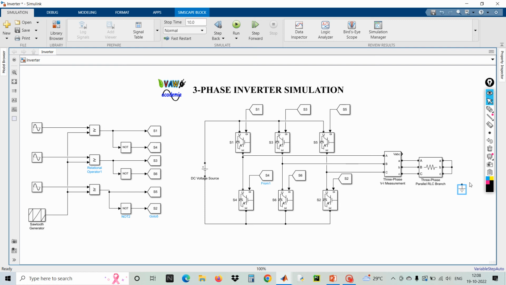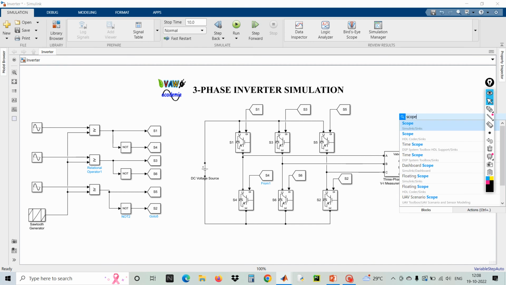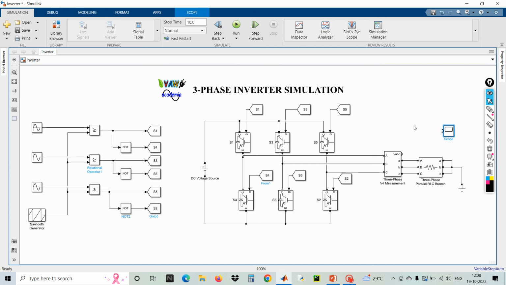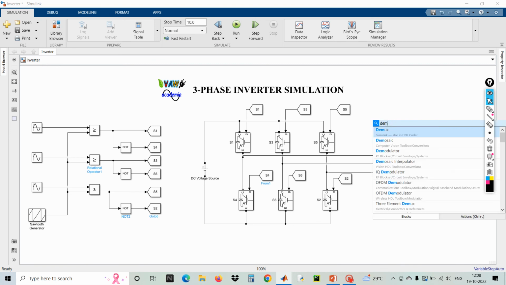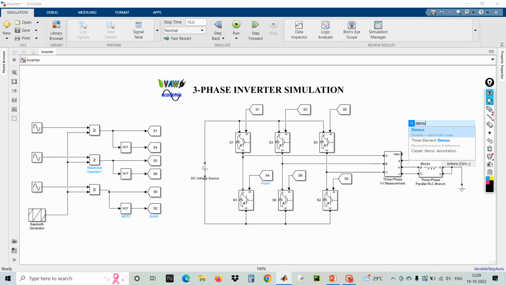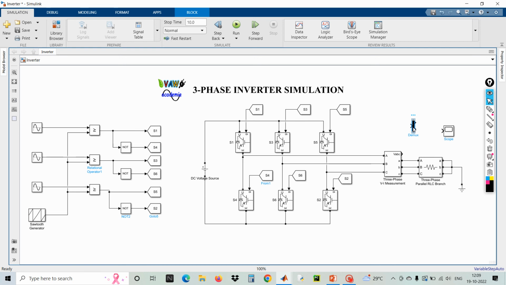Now the simple circuit is over actually. If you want to measure the voltage, you can go with the scope. I need a Dmux because I want to separate all the phase voltages. Without using Dmux, it will give you all the voltages in a single scope. So I want to separate it accordingly.